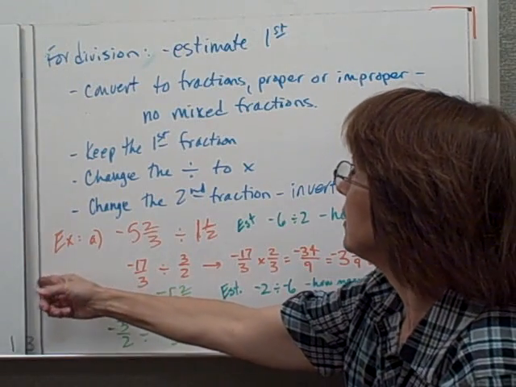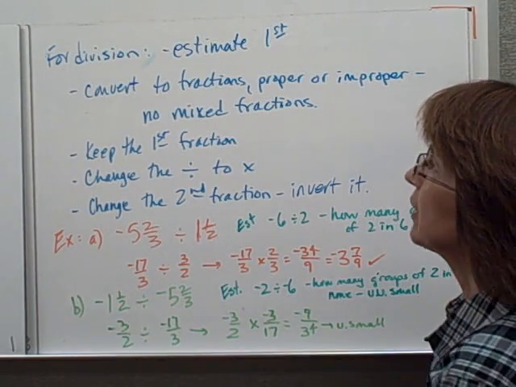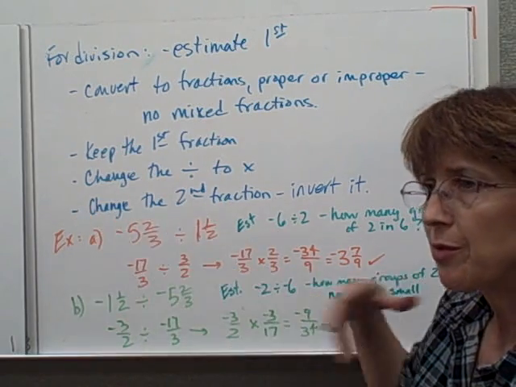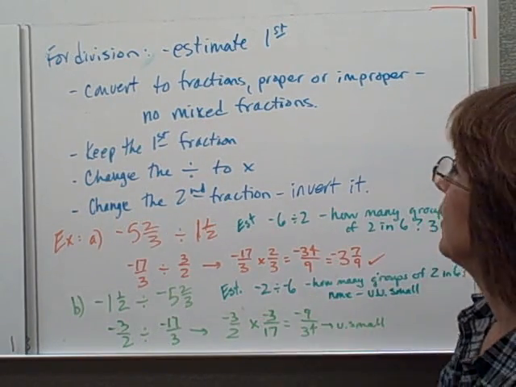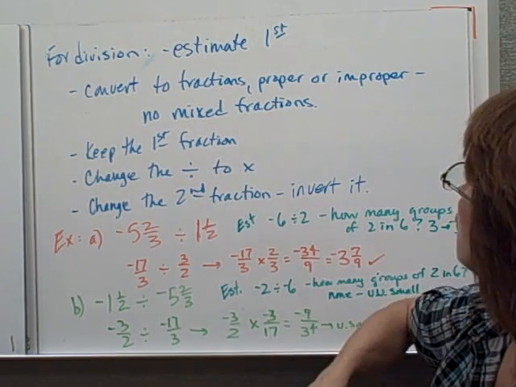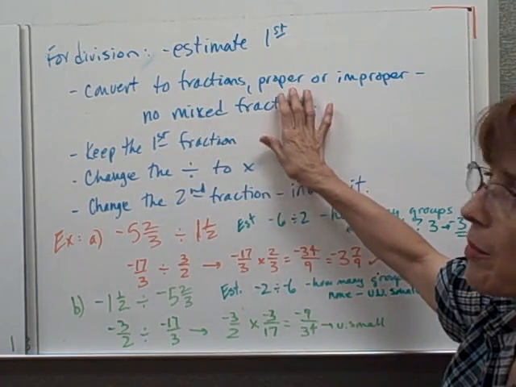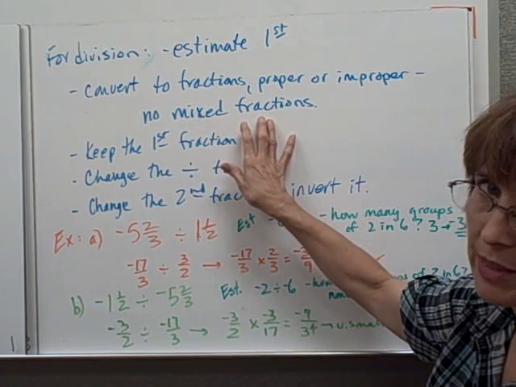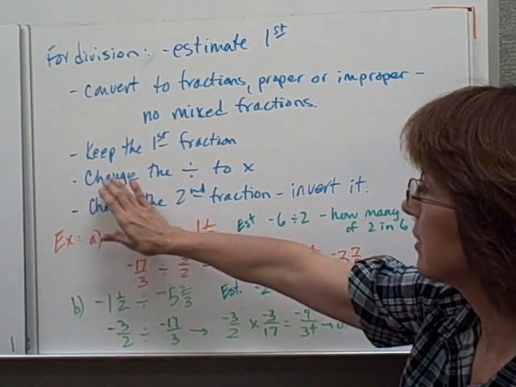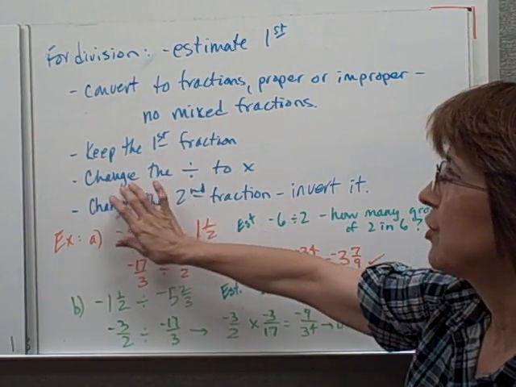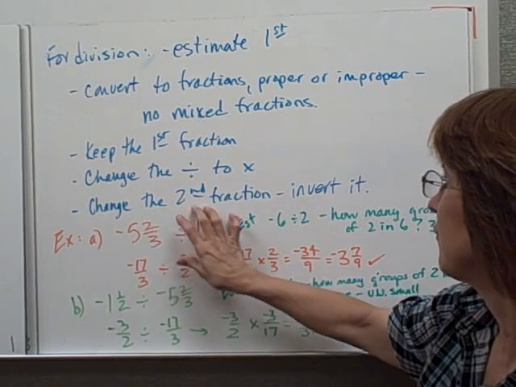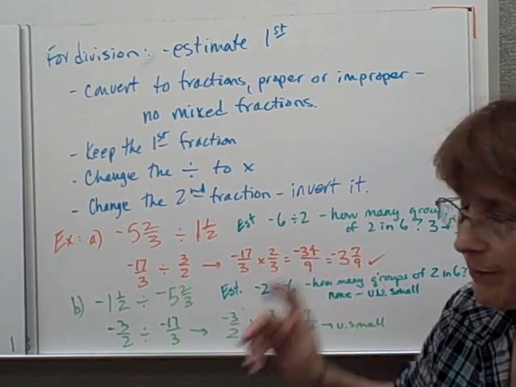Okay, so for division, we still want to estimate first. That slide before may help us realize what we're doing, so may help us estimate. You have to convert the fractions, proper, improper. You can't have any mixed numbers whenever you go into dividing or multiplying, honestly. You must keep the first fraction, you change the division to multiplying, and you change the second fraction, you invert it, you flip it over, okay?